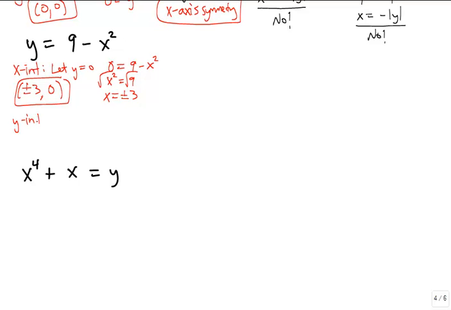To find the y-intercept, I'm going to let x be 0. So if I put a 0 in up here, that's going to go away, and I'll just get y equals 9. So (0, 9) will be my y-intercept.